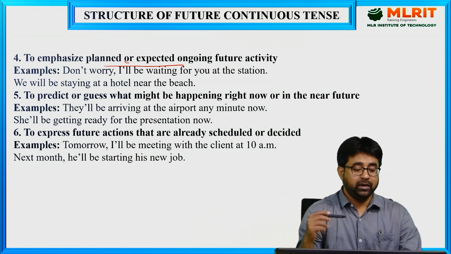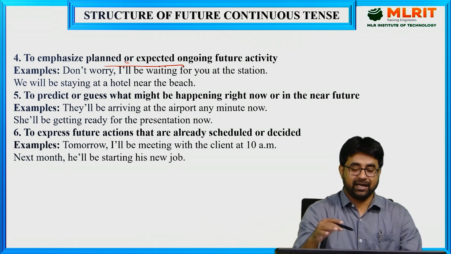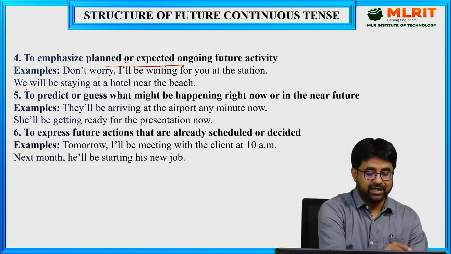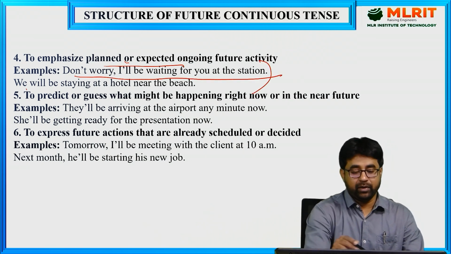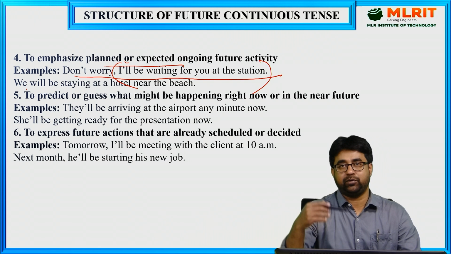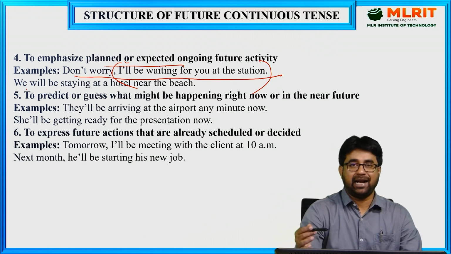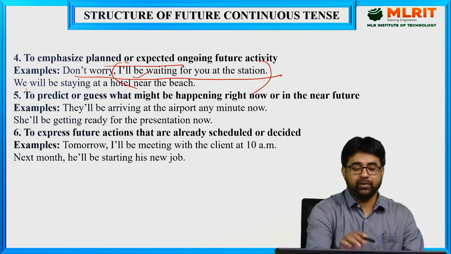So if we want to emphasize a future activity which is planned and ongoing, see the example here. Don't worry, I will be waiting for you at the station. It would be an ongoing, planned event. So which tense am I using?